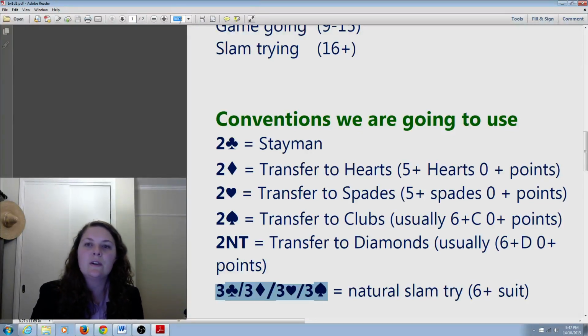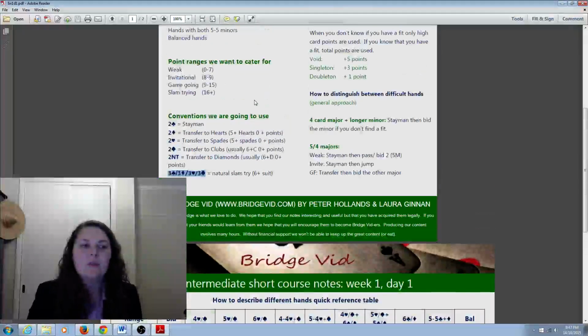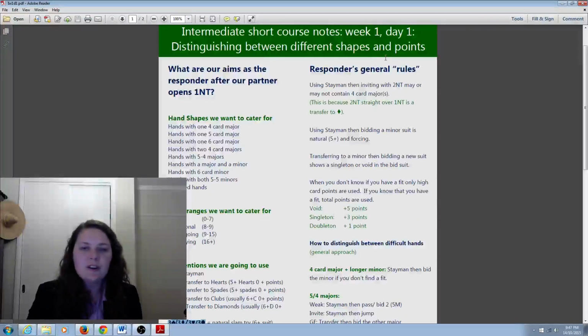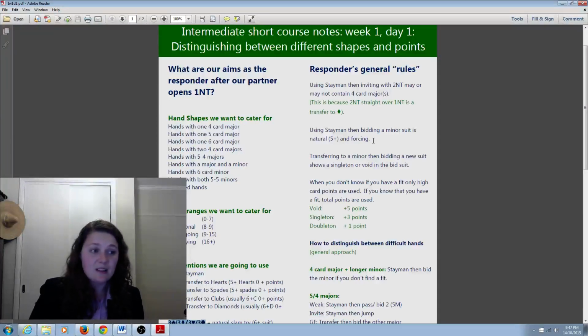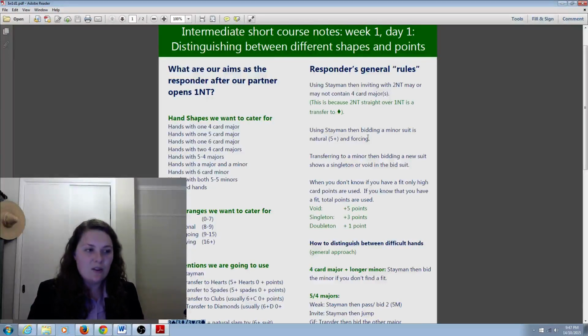Now the rest of the notes, they should be very daunting to you. What we've done is we've given the general Bridgevid approach and the general rules that we're going to use. If you don't fully understand these at the moment, that's a good sign. That's a sign that you're in the right place. These notes are going to be a place that you can come back to as the course continues, and you're going to tick off, yes, I understand why we do that.